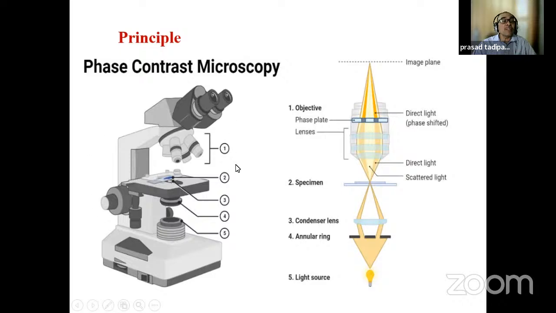This is the more physical schematic diagram of a phase contrast microscope, and this is the objective lens. You can have 10x and 12x, different magnification objectives. Here 2 is the specimen; we have to keep the specimen here. 3 is the condenser lens, also incorporated on this plane. The annular ring is provided at the fourth position, and the fifth is the light source. This is the schematic diagram of a phase contrast microscope.